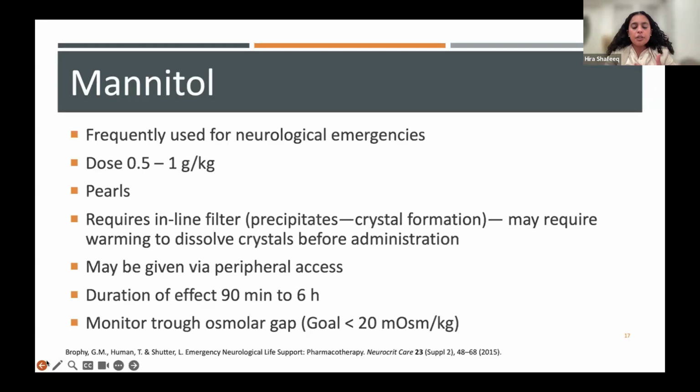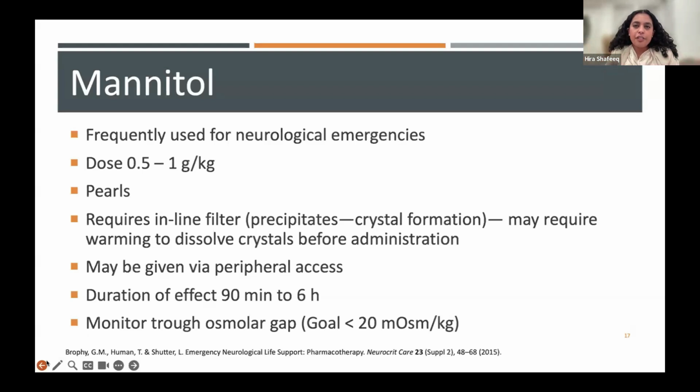But a new concept that's really coming about, that I want all of us to be familiar with this evening, is that we should monitor the trough osmolar gap. So what is a trough osmolar gap? Let's say you're giving someone mannitol every 6 hours. The recommendation is, let's say they're getting it at 12 a.m., to get a serum osmolarity level for the patient right at that time.